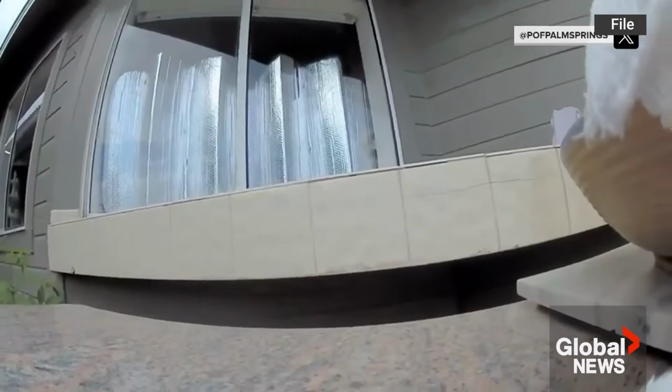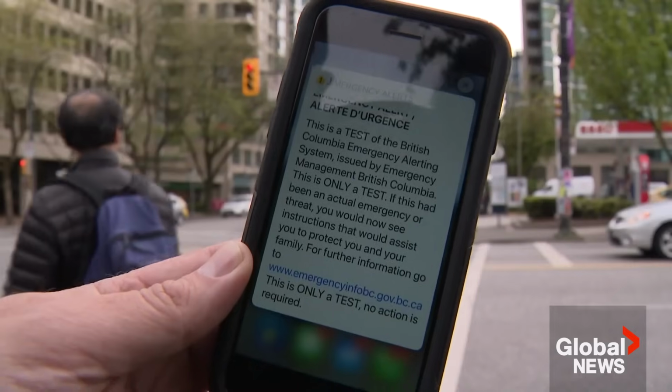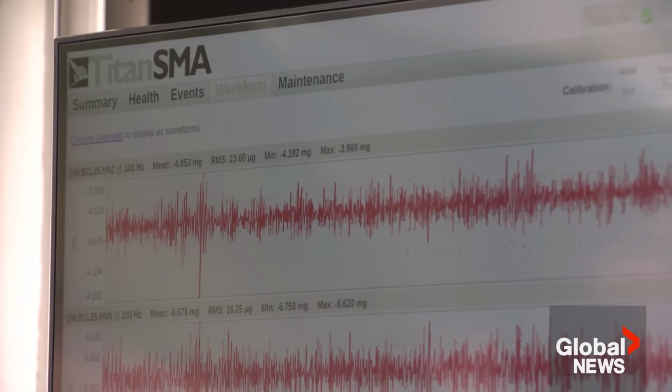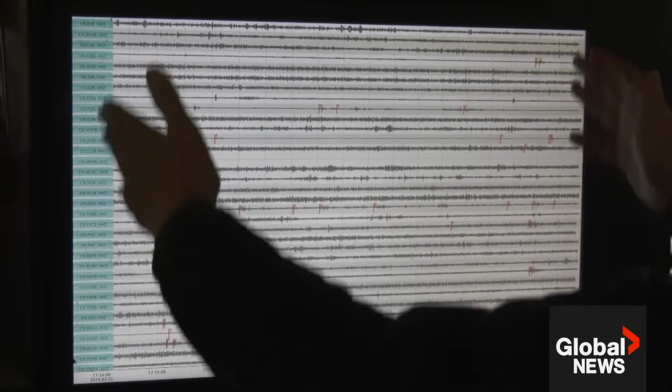Can we predict them? Not exactly, but early warning systems in Canada can alert people seconds to a minute before the shaking starts, depending on how far they are from the epicenter. Scientists can also give earthquake forecasts. That's a window of time wherein an earthquake of a specific magnitude might happen within a specific area.